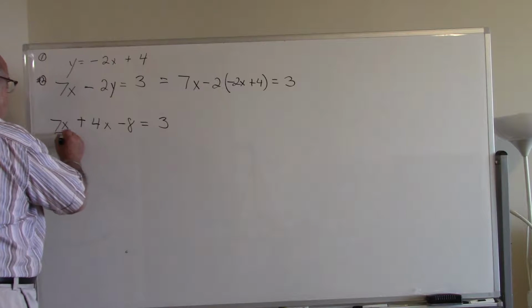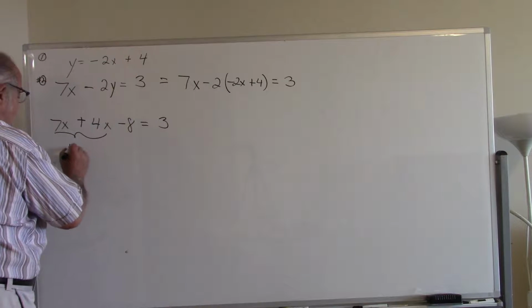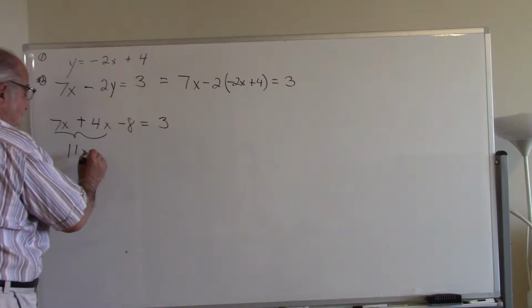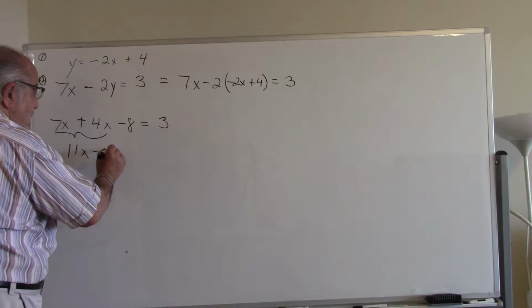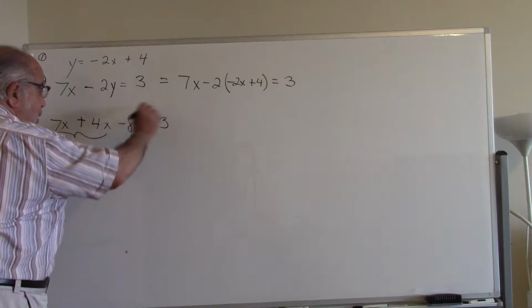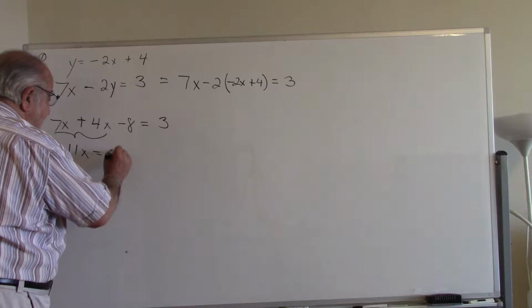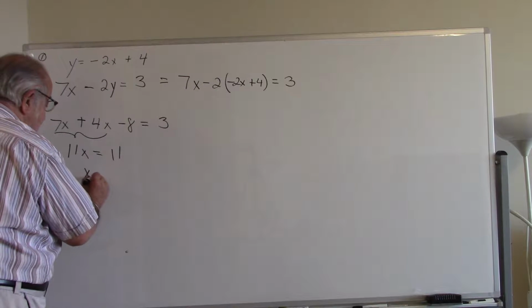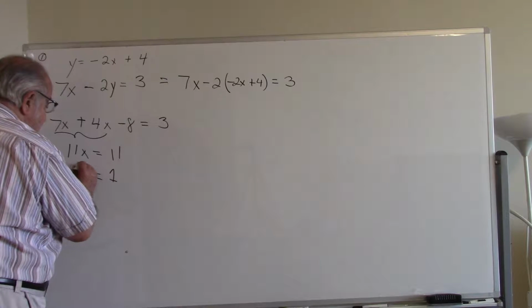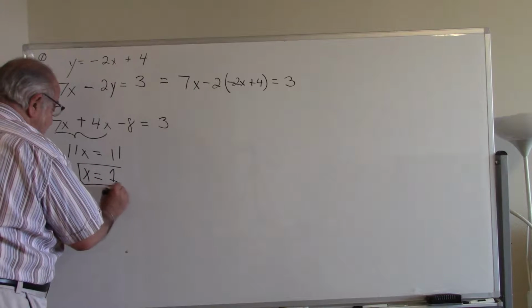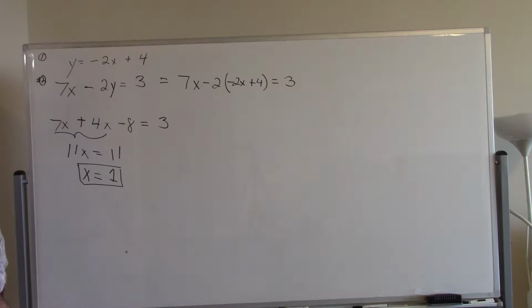Now let's combine like terms. 11x equals, well, bring this over to the other side. That makes it 8. 8 and 3 makes it 11. x equals 1. There's our final answer. Now we have the answer for x. Let's solve for y.